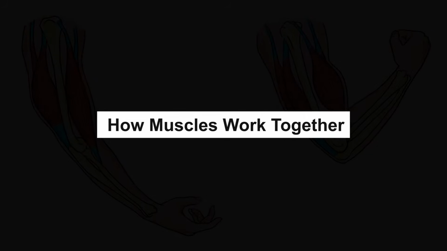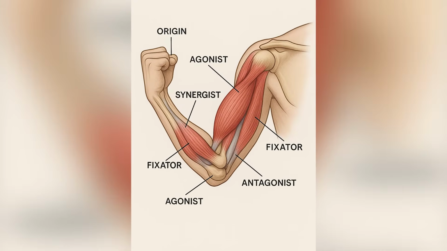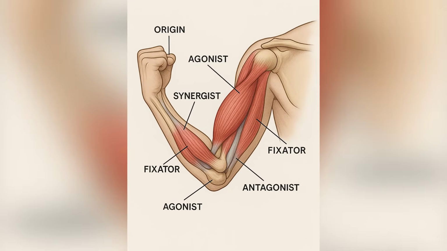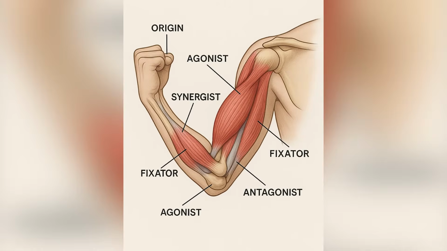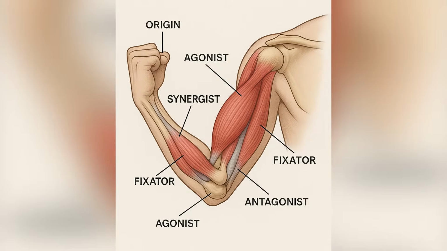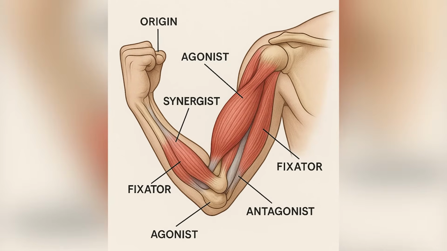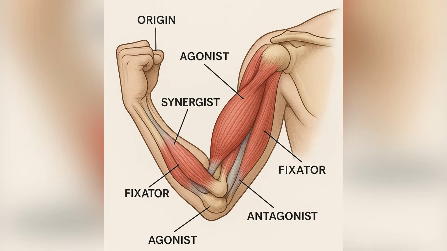How muscles work together. Muscles work as a team. The origin is the part of the muscle that stays still. The insertion is the part that moves. The agonist is the main muscle doing the job. The antagonist does the opposite action. The synergist helps the main muscle. The fixator keeps everything stable.